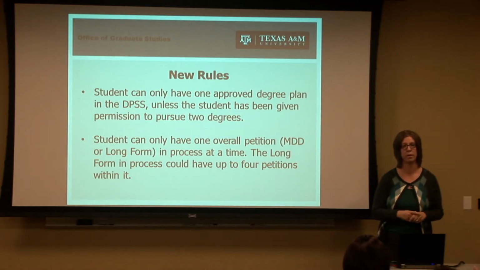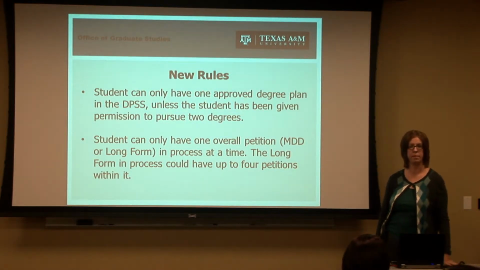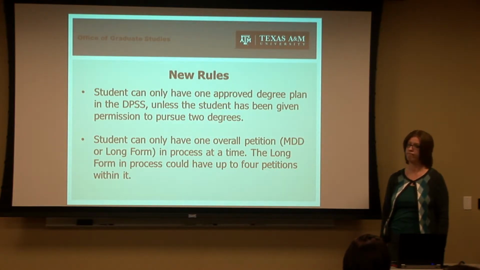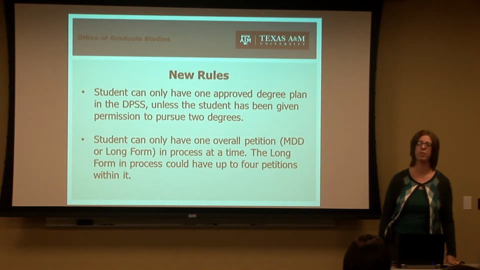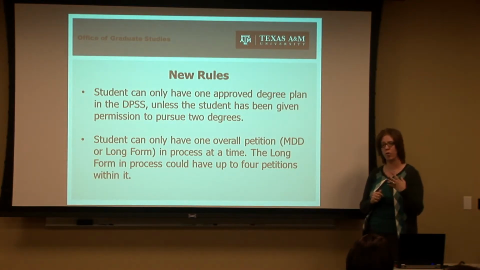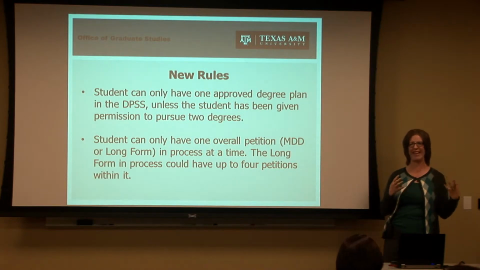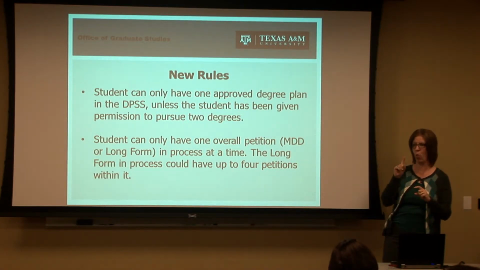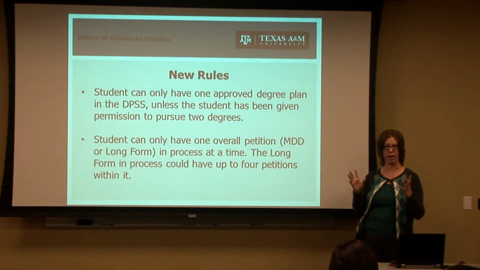Can they, if the long form has not been approved yet by OGS, go in and add another petition to an already existing long form once they submit it? Once they submit it, yes. And Tina, thank you, because that's a good point. The long form can have up to 4 petitions within it, so that's okay. It's just one long form at a time.